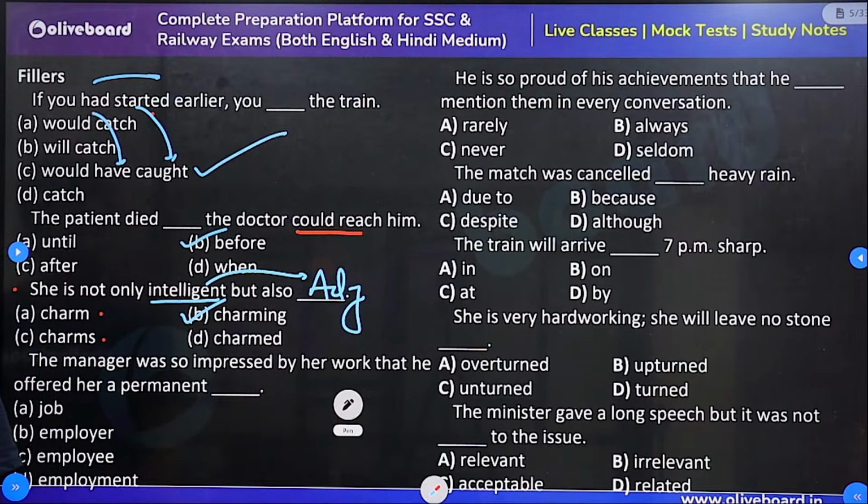The manager was so impressed by her work that he offered her a permanent blank space.